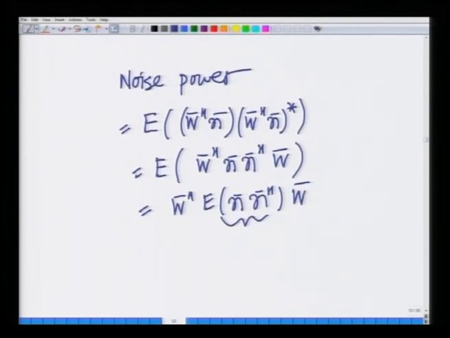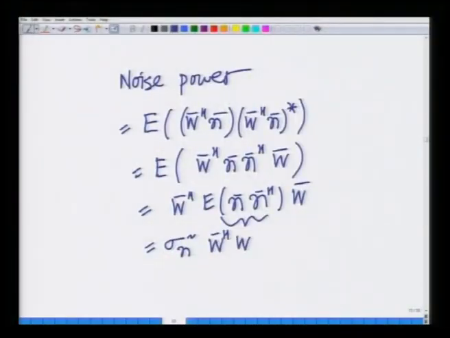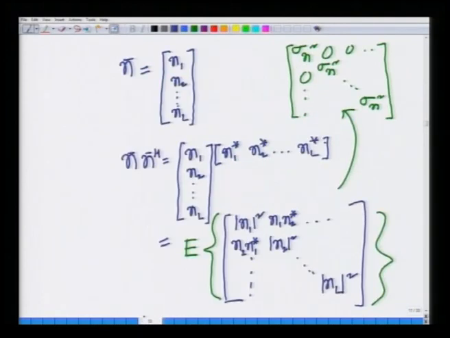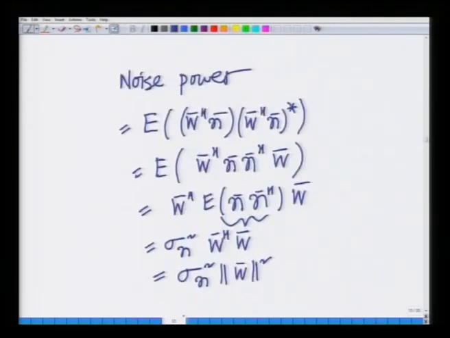We saw expected n bar n bar Hermitian is sigma n square identity. So, that is just proportional to the identity matrix. So, that will simply be sigma n square, because any matrix times identity is itself, this is simply W bar Hermitian W bar, which is sigma n squared norm W bar square, same as what we derived earlier, except that this uses matrix notation directly. So, it is a very elegant way to derive the same result. Remember, we derived this result earlier.